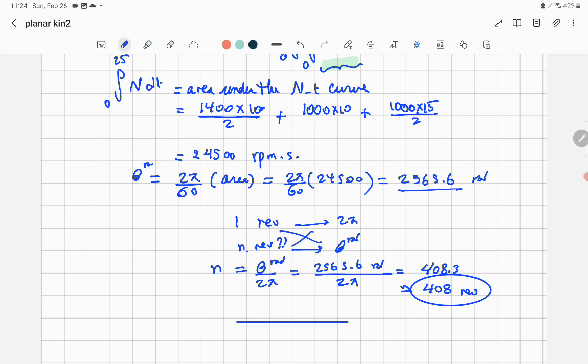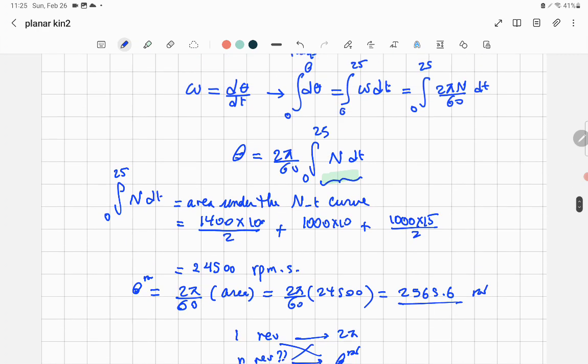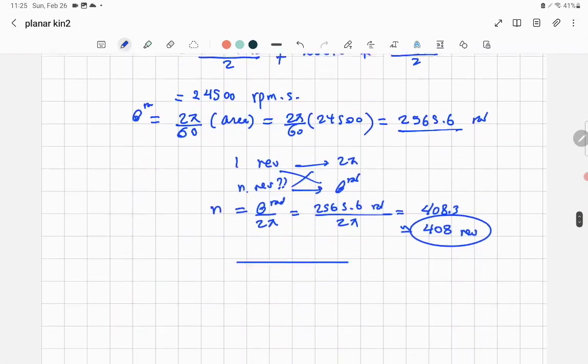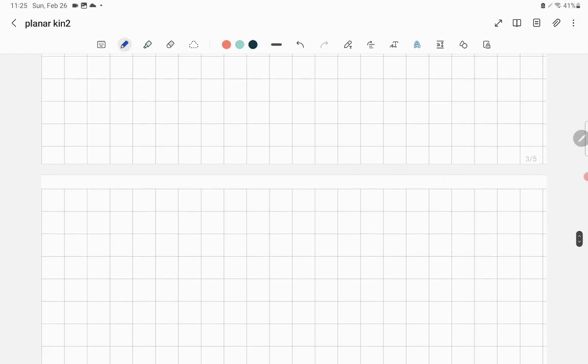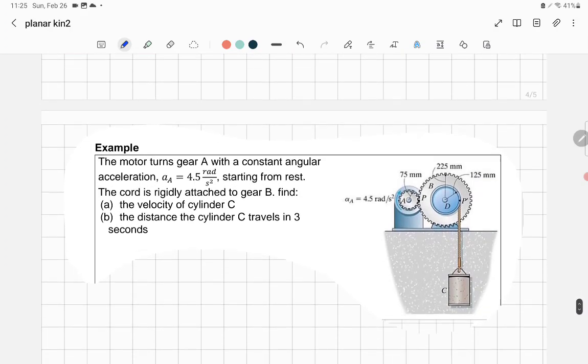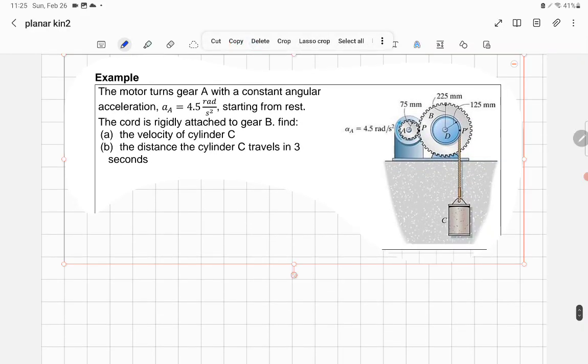So it was an easy problem, but it's a good application of how to use the area instead of integration to find the number of revolutions. It was a simple problem, but it's really good. Let's find the last one. That's the third one, and it's an interesting one.